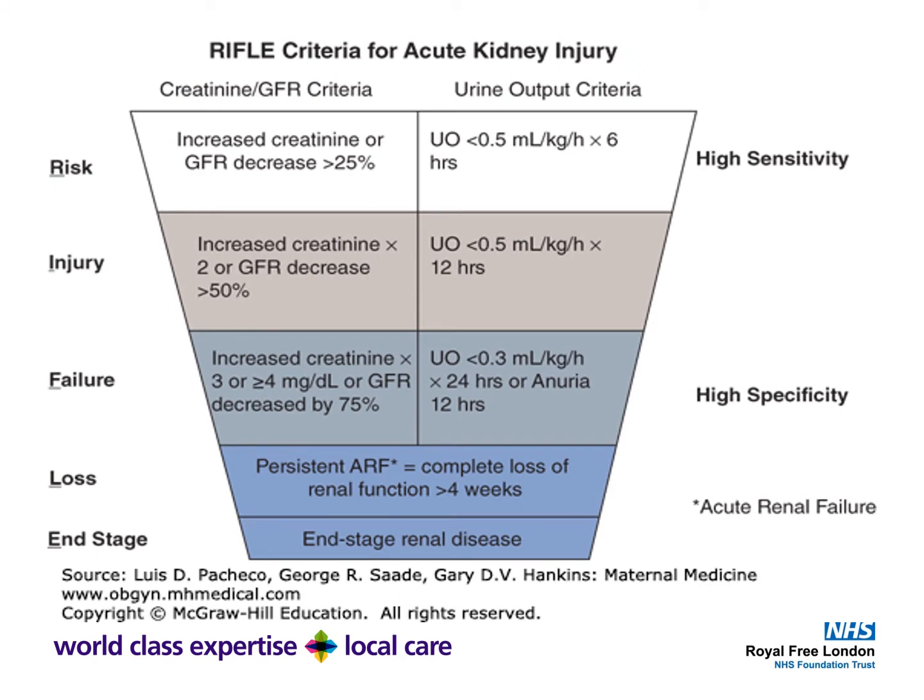And you have here, when you're looking at creatinine criteria, you have increased creatinine or GFR decrease of greater than 20% in risk, all the way through to end-stage renal disease. When you look at it in urine output criteria, you have urine output of less than 0.5 mils per kilo per hour over 6 hours, all the way down to end-stage renal disease.